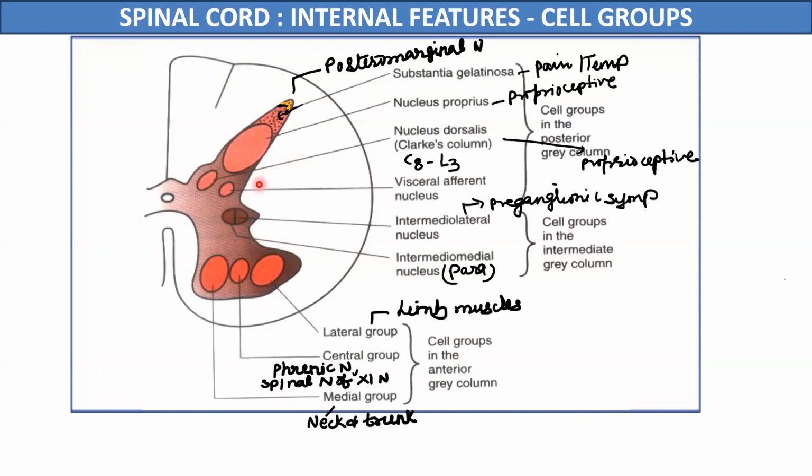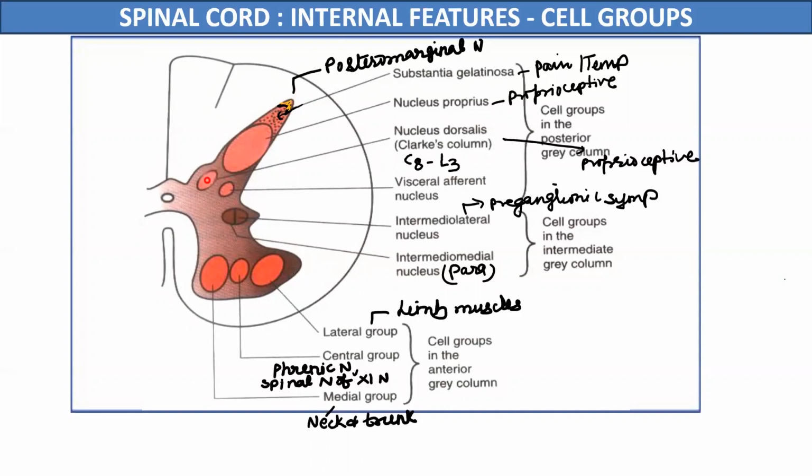So these are the group of neurons which are present in the posterior horn. The first was the posterior marginal nucleus, receiving pain and temperature sensation. Then there was the substantia gelatinosa, for pain and temperature sensation. The third group of neurons, the nucleus proprius, is receiving the afferents carrying the proprioceptive sensations.